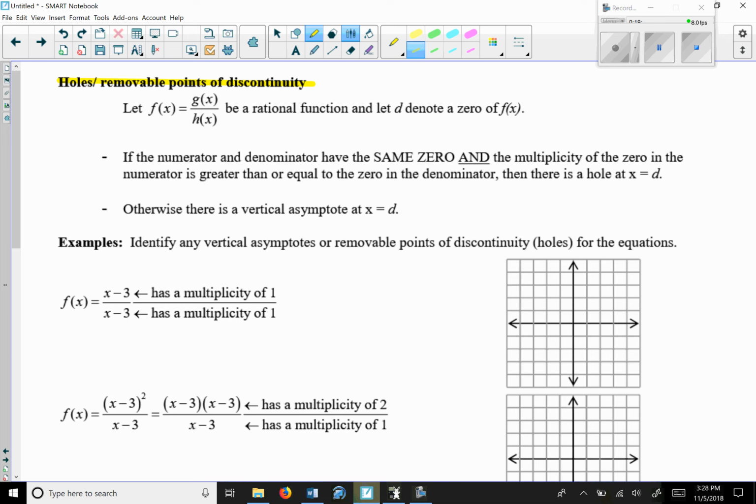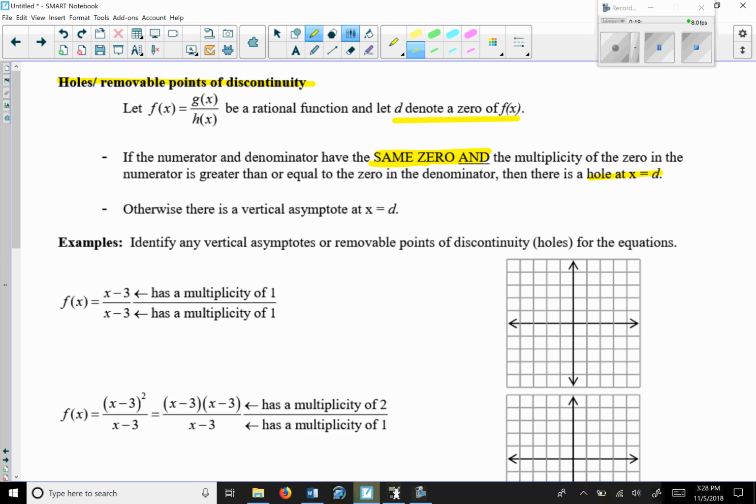So let's say we have a rational function, f of x, where g of x and h of x are being divided. And so we're going to say d is a 0 of the function. If the numerator and denominator have the same 0, and the multiplicity of the 0 in the numerator is greater than or equal to the one in the denominator, then there's a hole at that place. So in this case, x equals d. Otherwise, there's a vertical asymptote at x equals d.